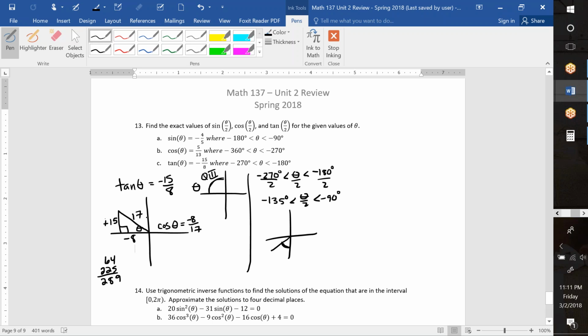I think I said quad 3 before, or quad 2. This was supposed to be quad 2. This is why I don't record videos this late at night. So quad 2 is where the original theta was, and quad 3 is where the half angle is because of the way they're going around the circle.